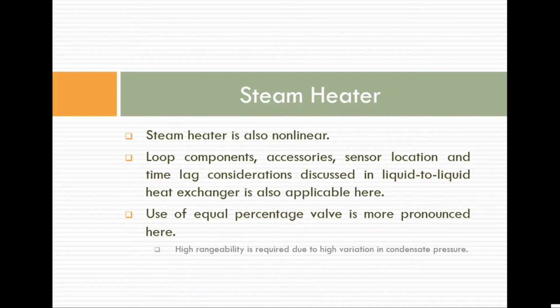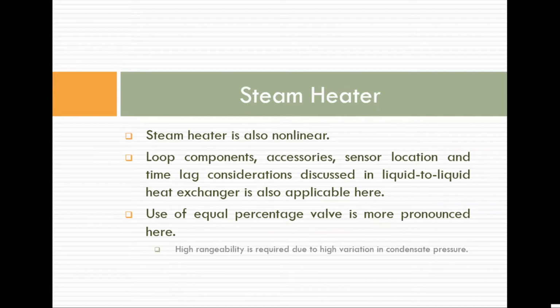Liquid to liquid heat exchanger and steam heater are both used to change the temperature. In the liquid heat exchanger, I told you two different types, the cooler and the heater. A heater is used to increase the temperature of the process medium. A steam heater is also used to increase the temperature of the process medium. Then what's the difference? By using a liquid to liquid heat exchanger, that is a heater, the increase in temperature that we can provide is limited. Beyond a limit, we can't increase the temperature.